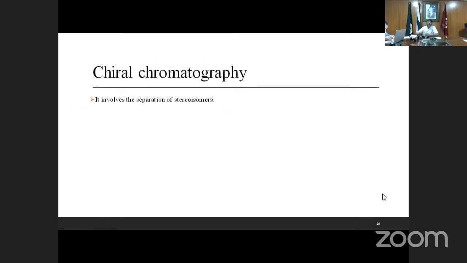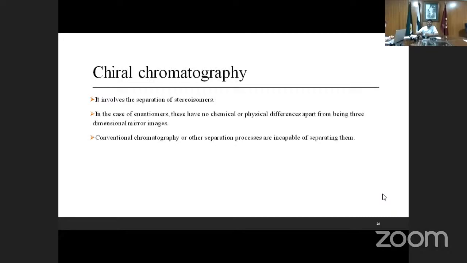This is a very tricky chromatography, chiral chromatography. It is used only for the separation of enantiomers, stereoisomers, which are mirror images of each other and not possible to separate through a normal mode. Enantiomers have no chemical or physical difference apart from being three-dimensional mirror images. Conventional chromatography, meaning normal phase, reverse phase, or other separation techniques, is incapable of separating them.